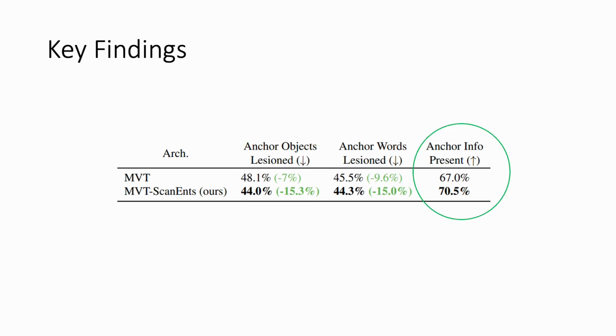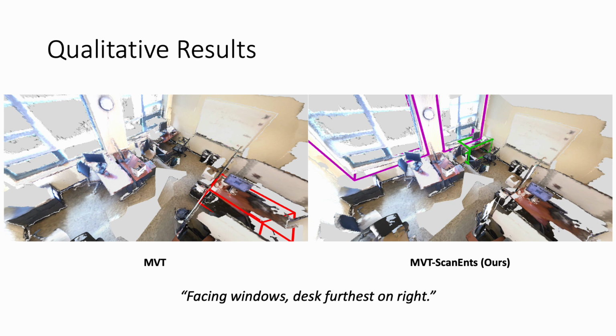At the same time, we also observe improved performance for MVT ScanEnts compared to MVT when providing as input a 3D scene consisting of only the target, its same-class distractors, and the anchor objects. We find that visual information about these anchors is both necessary and sufficient for the performance of our MVT ScanEnts model. Here we provide some qualitative results for our neural listener.